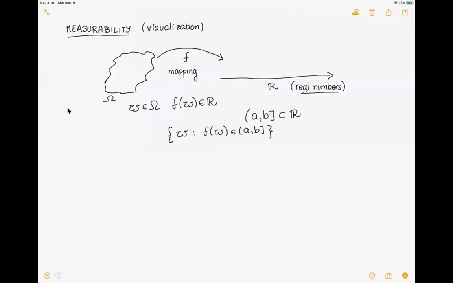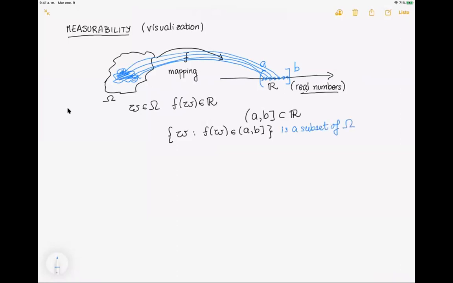So to begin with, when we talk about this, we're talking about pre-images. So we're talking about an interval here from A to B, and we're looking at what are the elements in omega that give rise to the function f being there. So this is what we call pre-image. This will define a subset of omega.